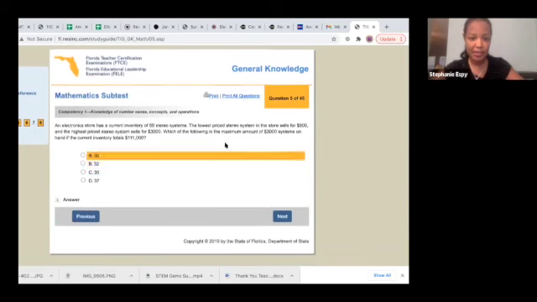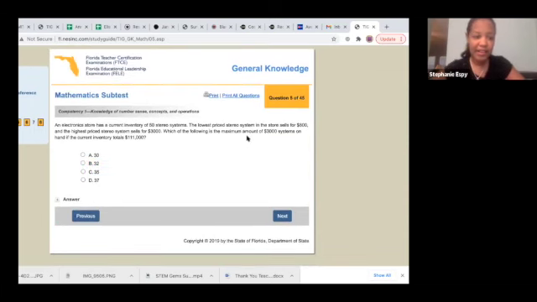Okay, next one. Question 5. An electronics store has a current inventory of 50 stereo systems. The lowest price stereo system in the store sells for $800, and the highest price stereo system sells for $3,000. Which of the following is the maximum amount of $3,000 systems on hand if the current inventory totals $111,000? You have 2.5 minutes to give it a try.